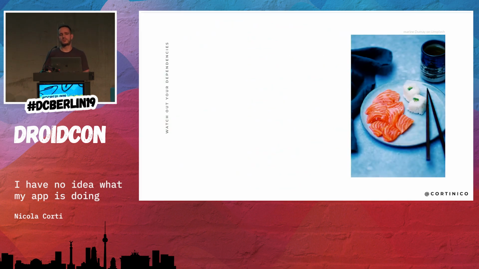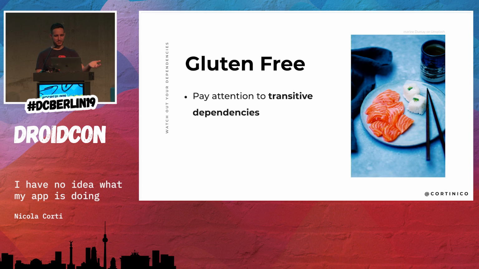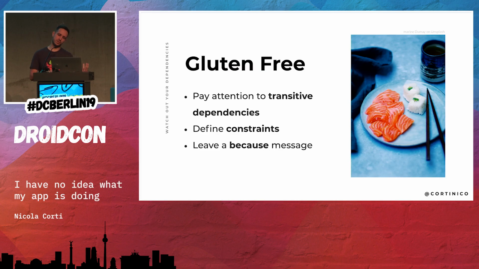What about if you want to make sure that you eat gluten-free? What I mentioned here is, maybe the sushi that you're eating is gluten-free, but there might be ingredients inside that are not. So pay attention to transitive dependencies, dependencies that are pulled in by others. In Gradle, you can define constraints for your dependencies. And what is also cool, or at least useful, is that you can leave a because message. We will see how.